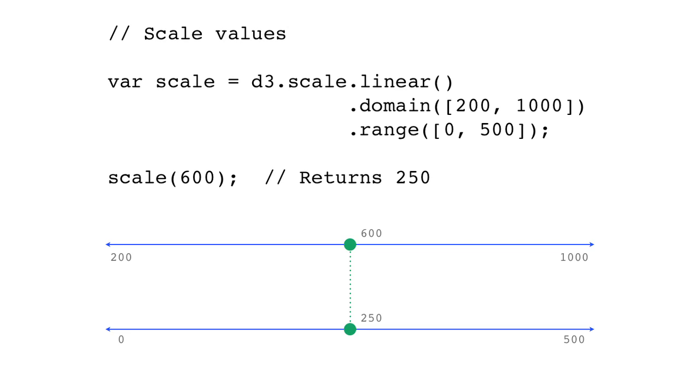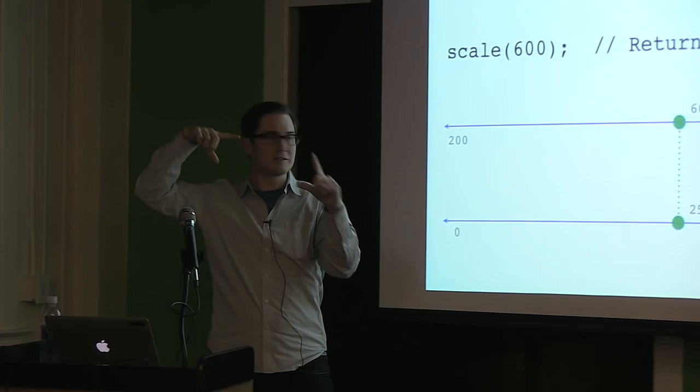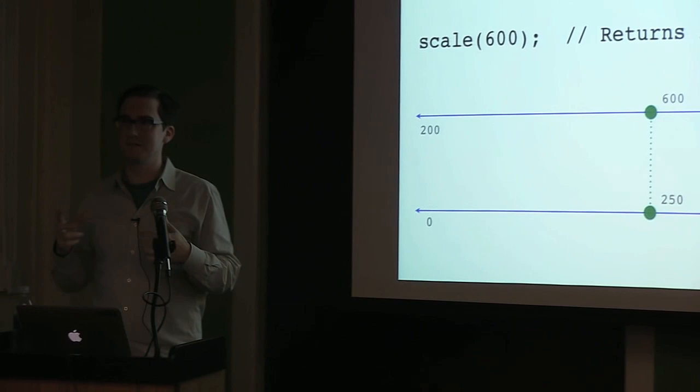So if you can think about this, you have an input domain. In my example, it goes from 200 to 1,000. So that's the range of my data. And you have an output range of 0 to 500. Let's say I have an SVG image that's 500 pixels wide, and I want to take a value in the middle of my data set, say it's at 600, and I want it to show up in the middle of my SVG, which is 500 across. So by scaling that, my new pixel value becomes 250.